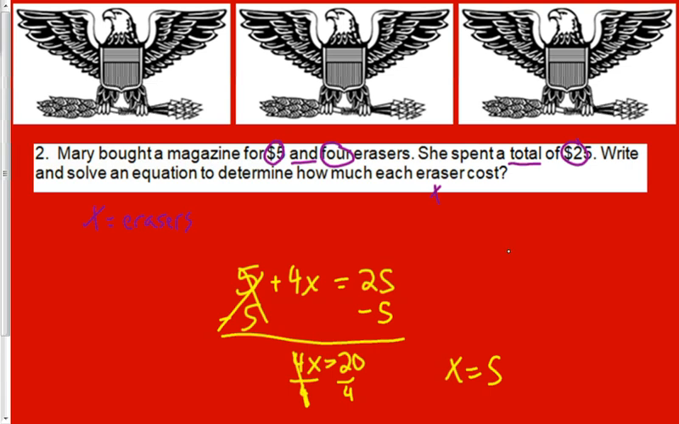So how much does each eraser cost? $5 for an eraser? Where the heck are we buying erasers from? Let's just double check to make sure that makes sense. If there's 4 erasers that are $5 each, that would be $20. And then an extra $5 for the magazine, that would be a total of $25. So these must be really, really super good erasers if we're spending $5 on each eraser. But it checks out. It makes sense with the problem. We did a mental check there.